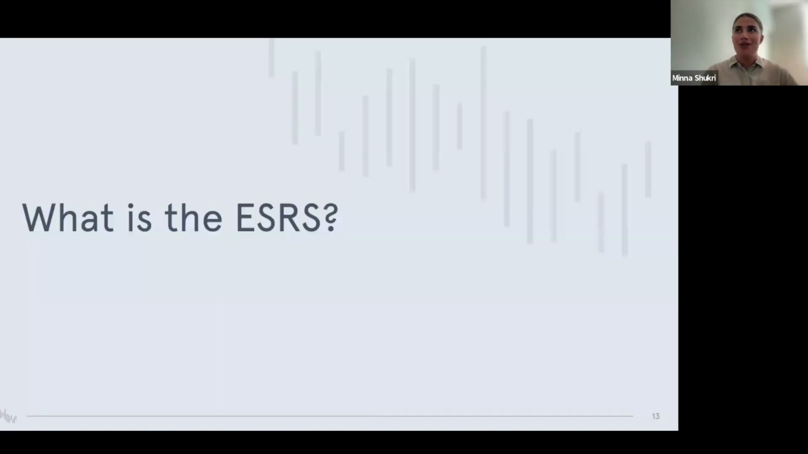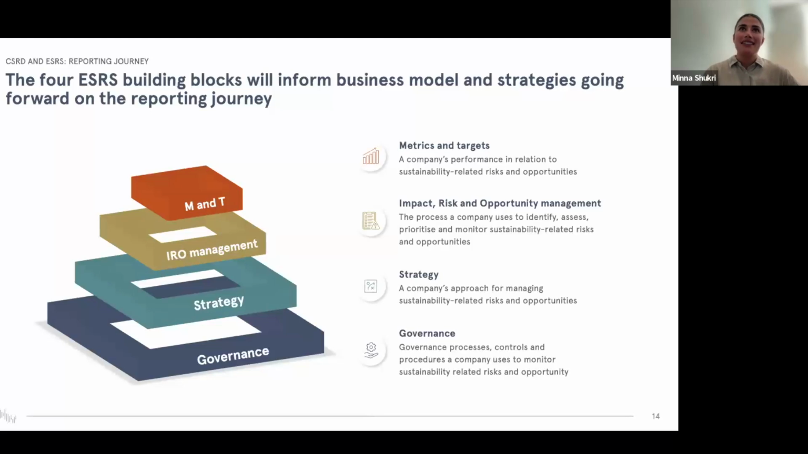Great. Now on to what is the ESRS. So the ESRS consists of 4 building blocks. It's metrics and targets, it's IRO management, it's strategy, and governance. All of these 4 building blocks will be a part of informing your business model and strategies going forward.